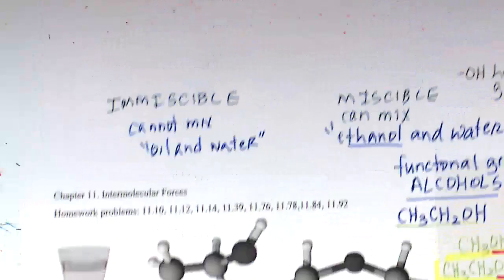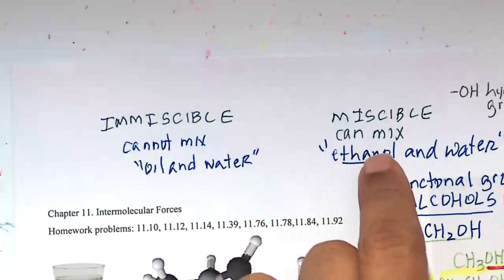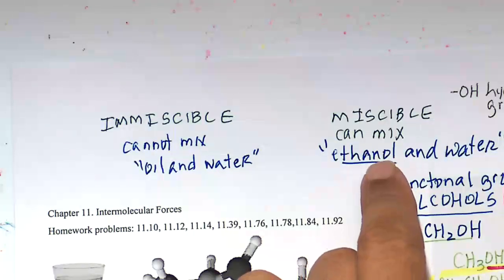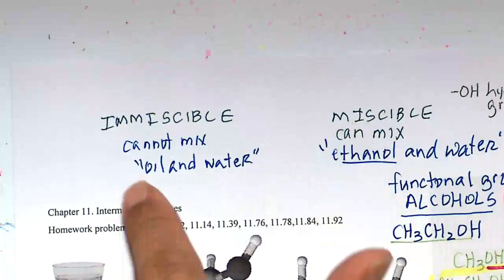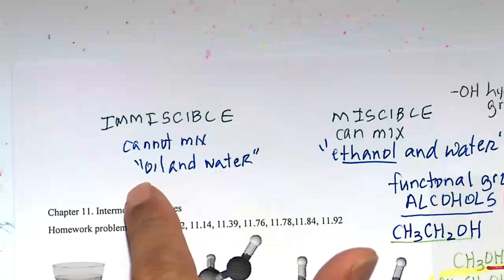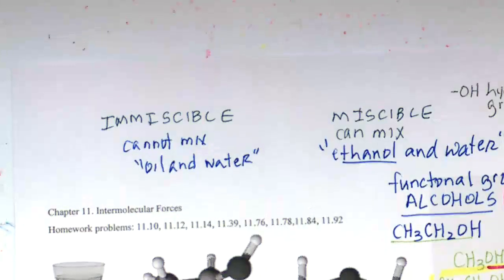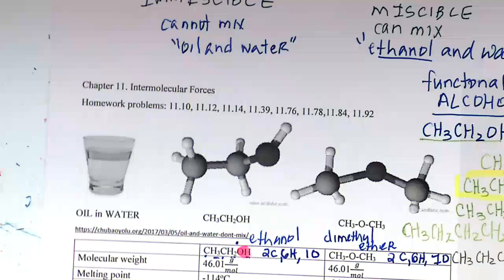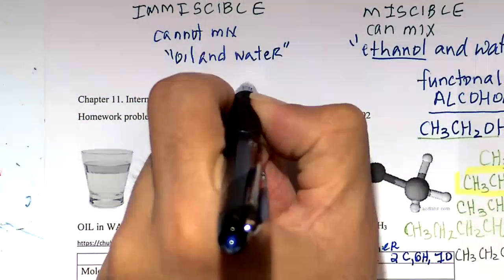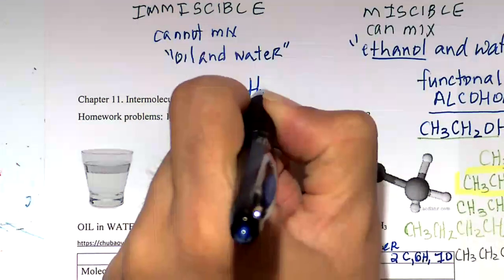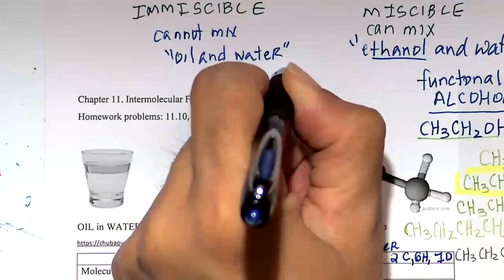Furthermore, taking the same ethanol, why is it capable of interacting and mixing with water, this alcohol? And why is it that oil does not want to mix with water? We also have to look at the structure of water. Let me give you the structure of water. Water is not linear. Water is bent.